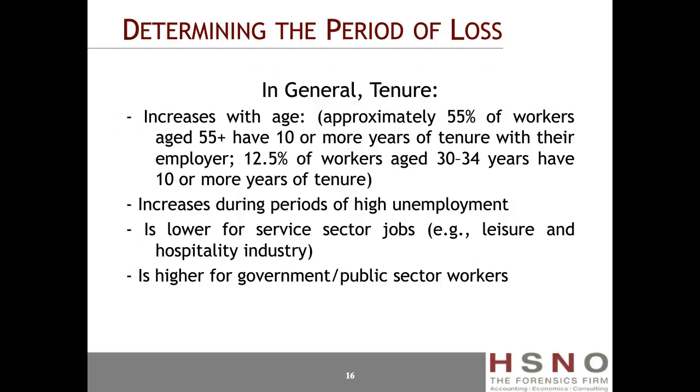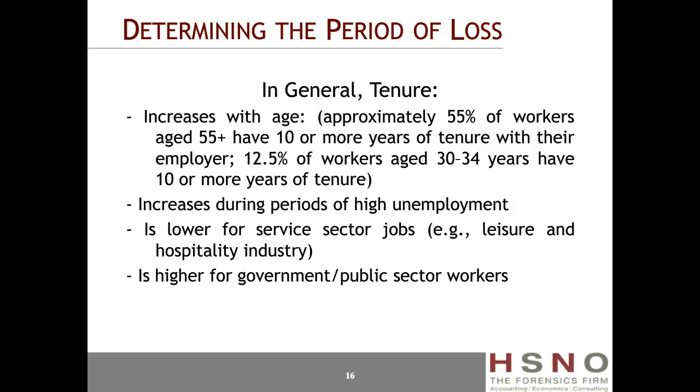In general, tenure, as I just said, increases with age. 55% of workers age 55 or older have 10 or more years of tenure with their employer. So if you have a plaintiff that's that age, the likelihood that they would have remained with that employer till retirement is relatively strong. Whereas only 12% of workers aged 30 to 34 have 10 or more years of tenure. So if you have a younger worker, it's less likely that they're going to remain with that employer to the end of their work life expectancy.